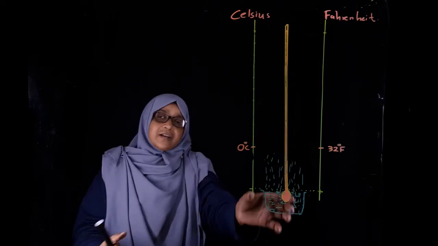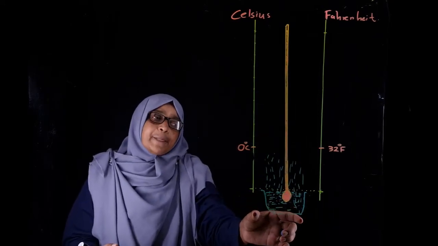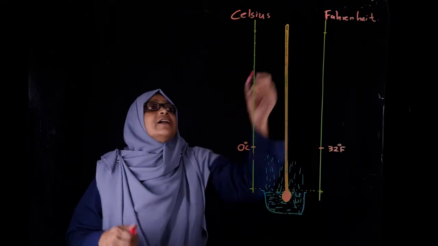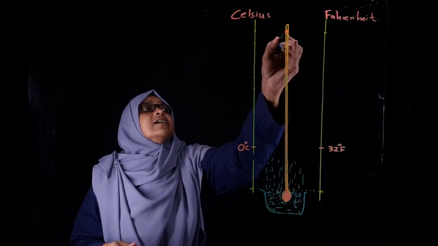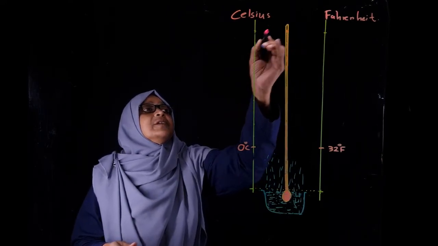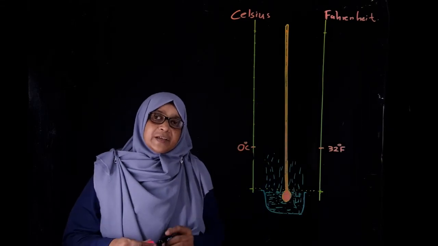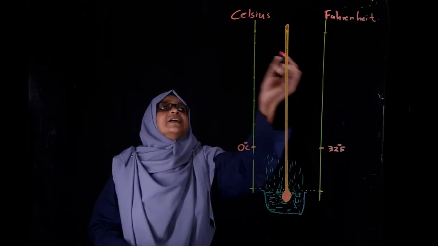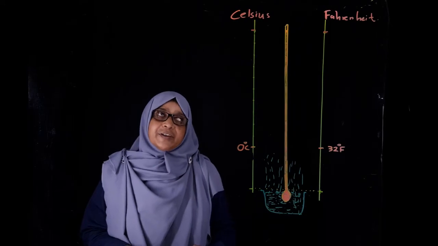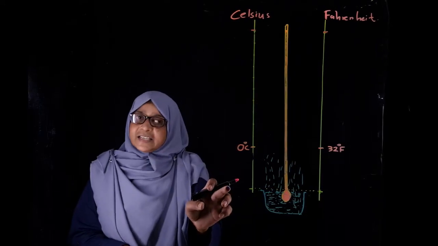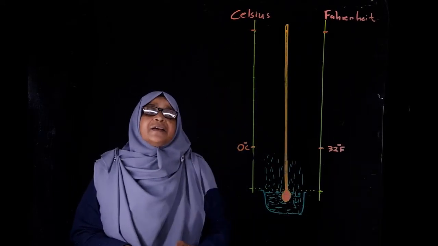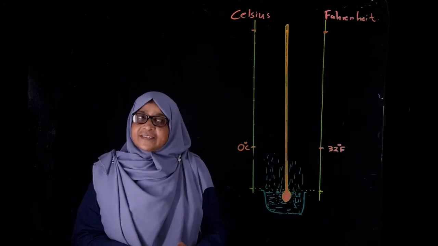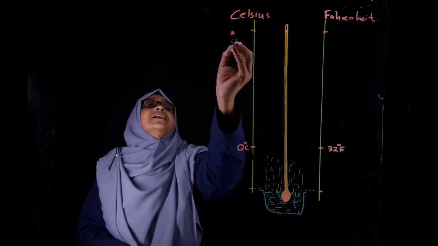Okay, now the water is boiling. Then the mercury level has risen up to this level. Then we mark the maximum fixed point. In this Celsius scale, this maximum fixed point is marked as 100 degrees Celsius.